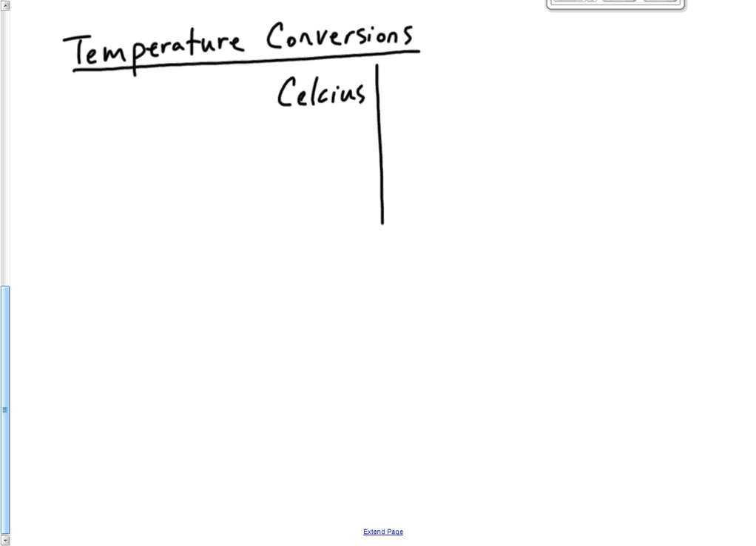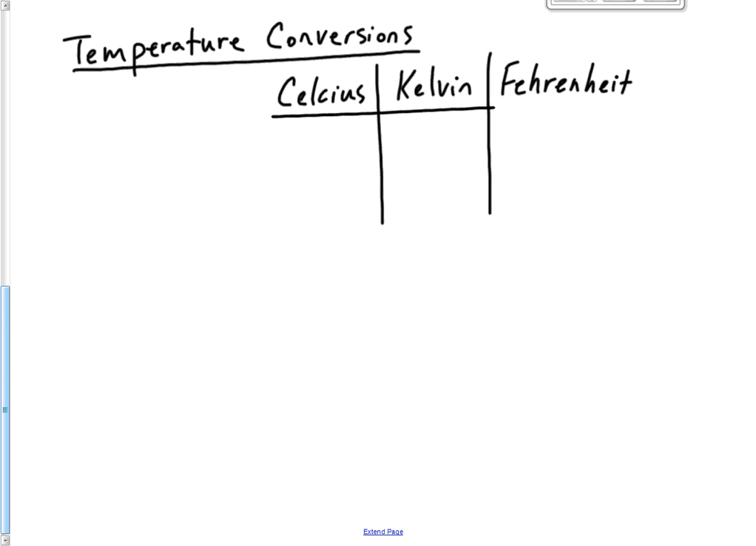Temperature conversions. Another obvious type of energy is how much heat something has. What's the temperature? We're going to talk about three different scales. So we have Celsius here, we've got Kelvin, and we've got Fahrenheit. That may not even be how you spell it. In fact, I would almost guarantee that it's not. But whatever. Then we've got the boiling point and the freezing point.